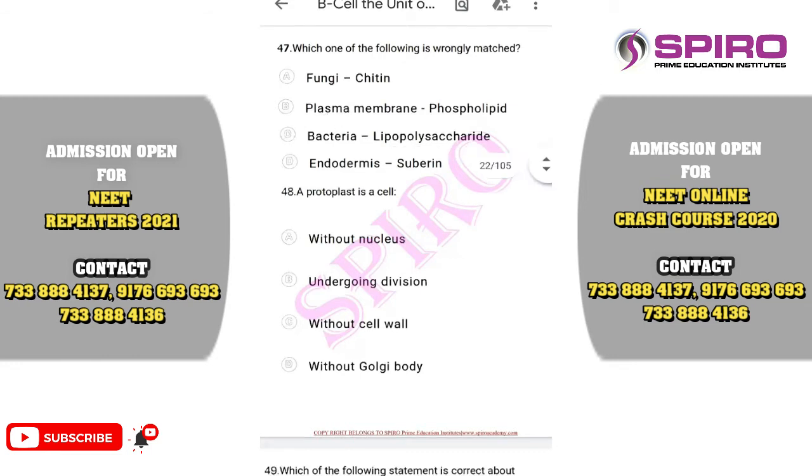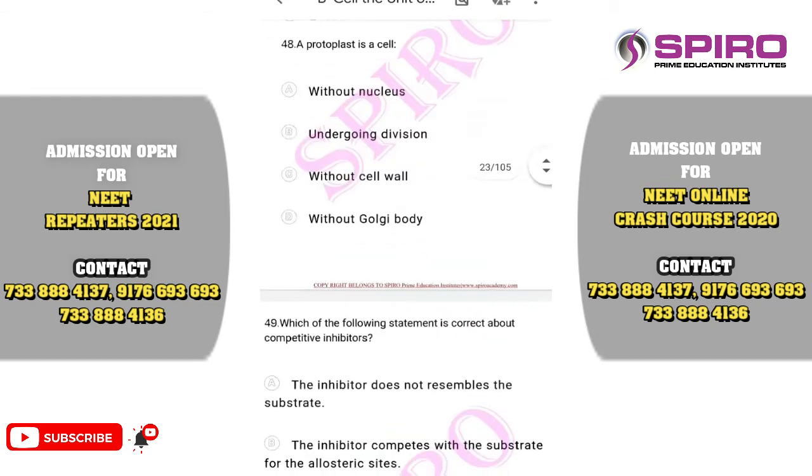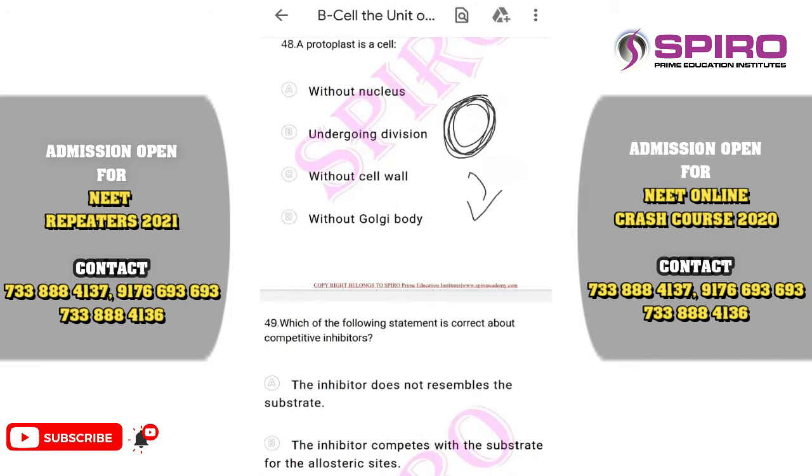Next, question number 48: the protoplast is a cell. Normally a cell has a cell wall, right? So this is the cell wall. For the protoplast, we digest the cell wall, and the product obtained after digesting the cell wall, the cell without the cell wall, is called a protoplast. We use this in PTC, during somatic hybridization. If it is a plant cell, it is made up of cellulose, so we use cellulase to digest the cell wall and obtain a protoplast. So the correct option here is without a cell wall. A cell without a cell wall is said to be the protoplast.